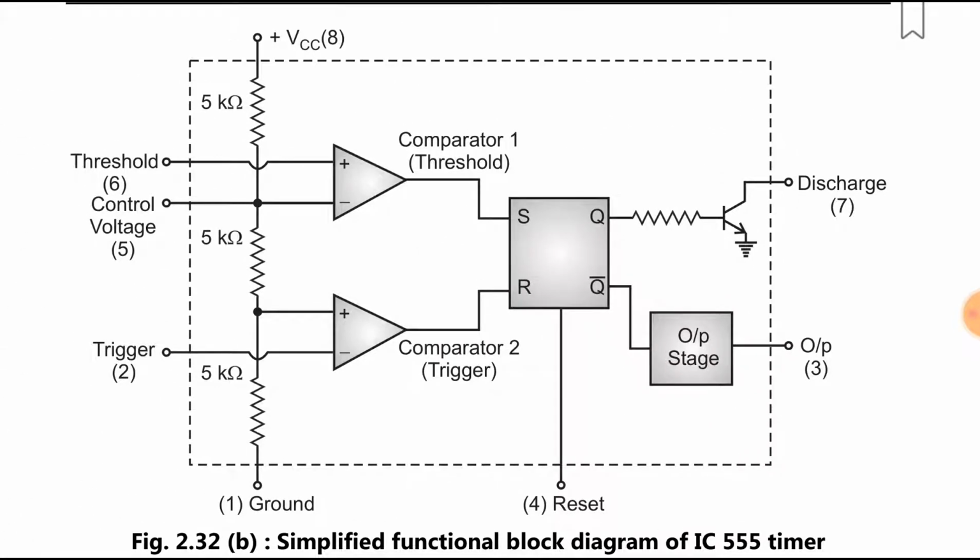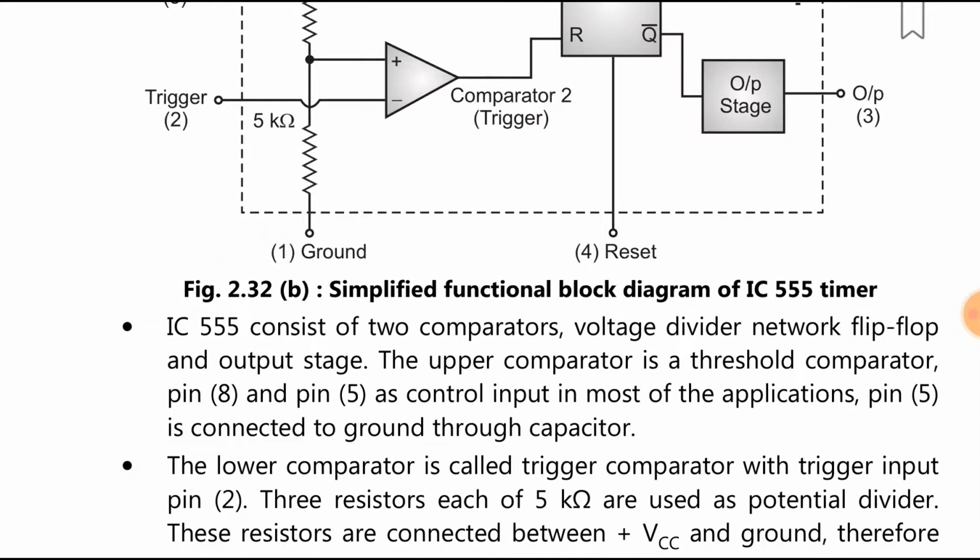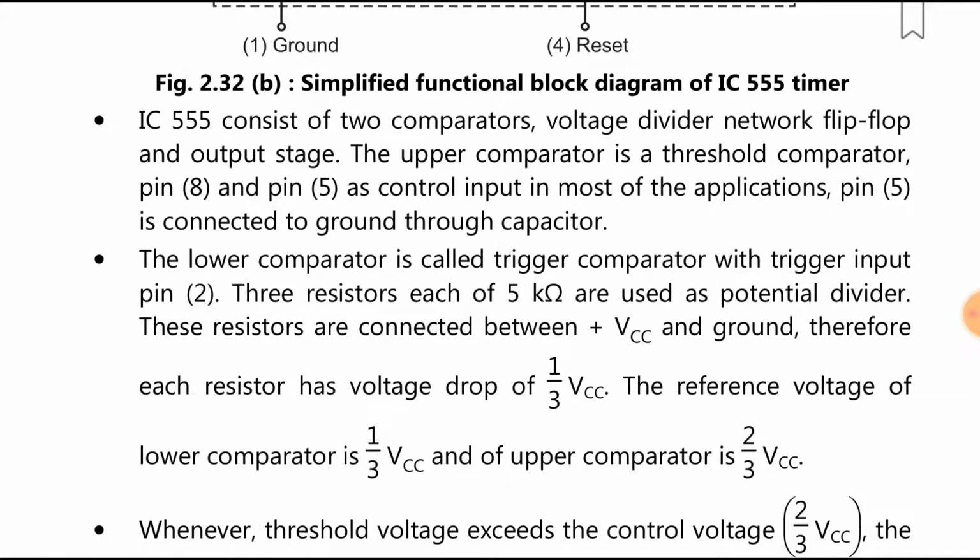So this is the internal diagram of IC555. You just see there are 2 comparators, 1 flip-flop, 1 output stage amplifier and 1 transistor. Okay, so how it works, that we will see now.